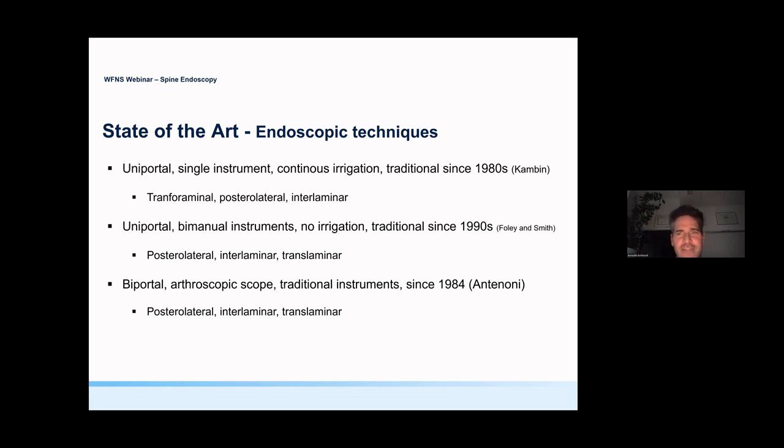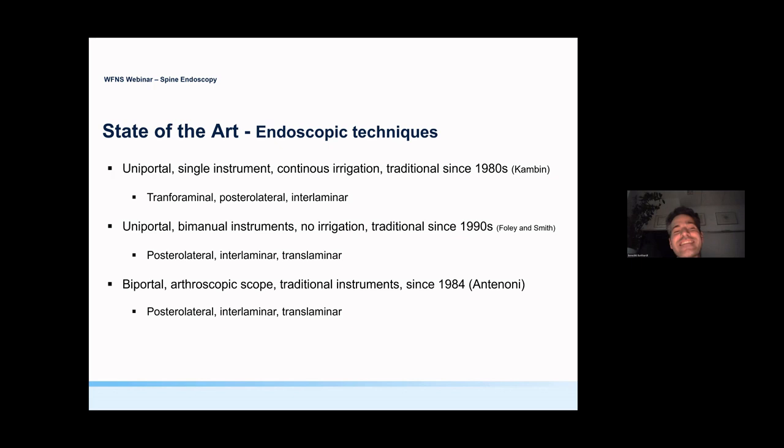Then a second technique we have is a tube-based system. We heard about this earlier. In 1996, Foley and Smith first described the use of a 50 millimeter outer diameter tube-based system to remove lateral disc herniations. And then later on with the METRx system, the indication of surgery was further expanded. The tubes became wider and fusion procedures were performed.